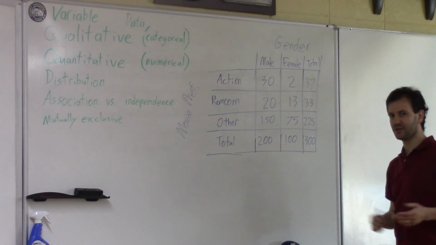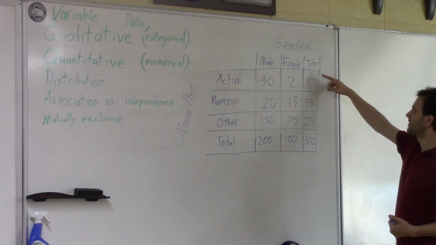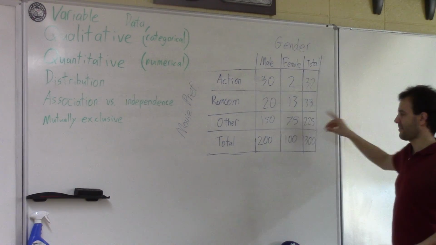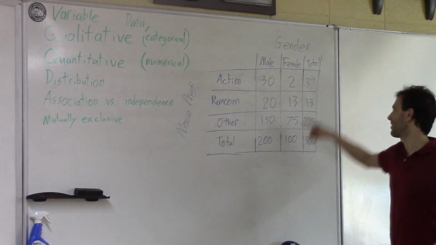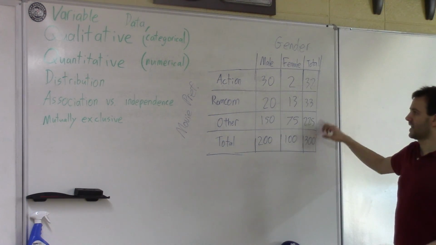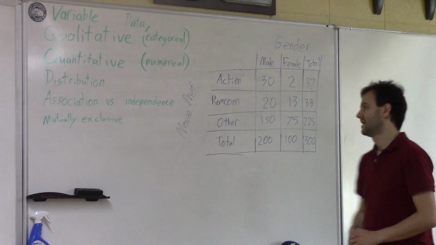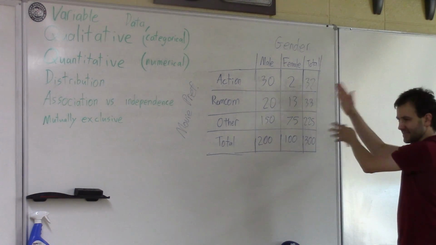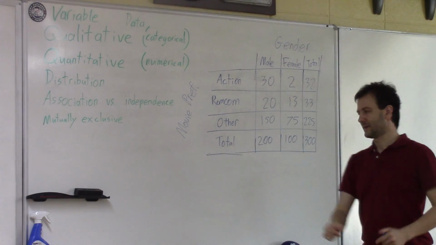As opposed to a marginal distribution, which means the distribution of overall how many people like action movies, romantic comedies, or other. Well, here's the marginal distribution for movie preference. It's on the margins, it's just on the edge of the total rows.